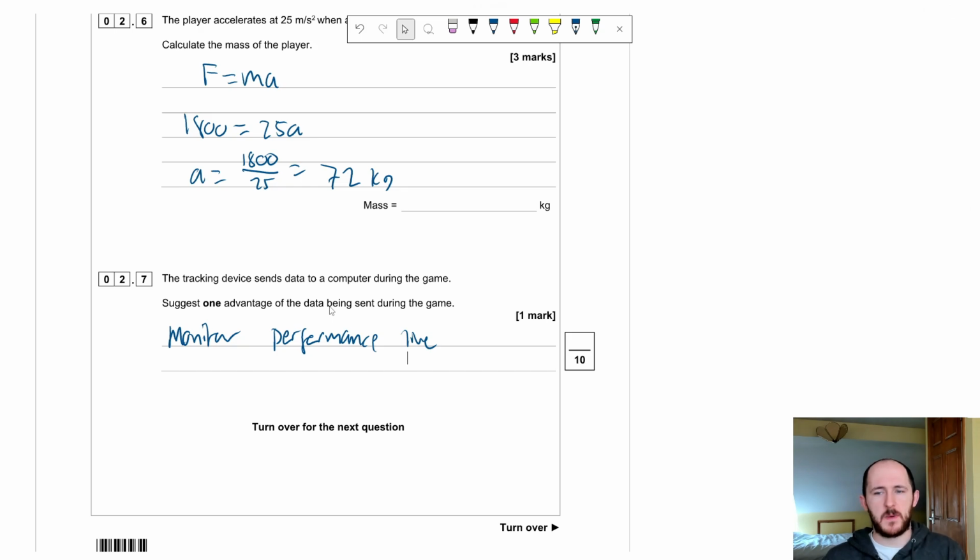So why is that an advantage? Well, the only difference between sending it after the game and during the game is that one is live and one is not live. So that's why I've written the answer "monitor performance live". And in the mark scheme, it does say performance can be monitored during the game.